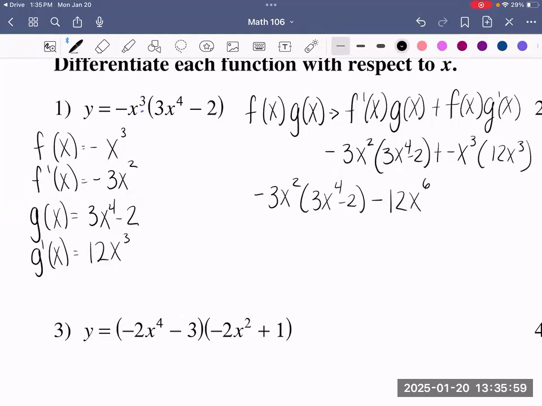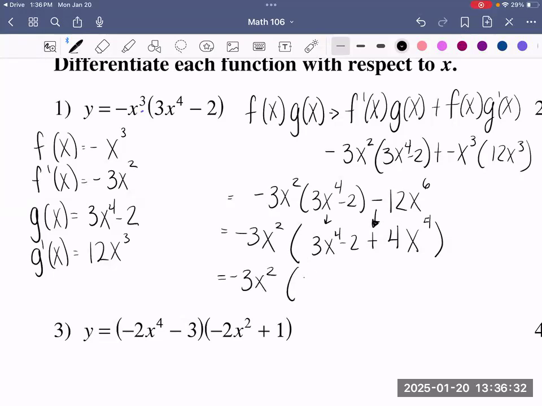Now let's go ahead and see if we can start to simplify. So we can take out a negative 3 and an x squared, and leaving behind this whole thing right here. Plus, that switches to a plus sign. And then we left behind a 4x to the fourth. Now let's go ahead and clean up once more. We have 7x to the fourth minus 2.